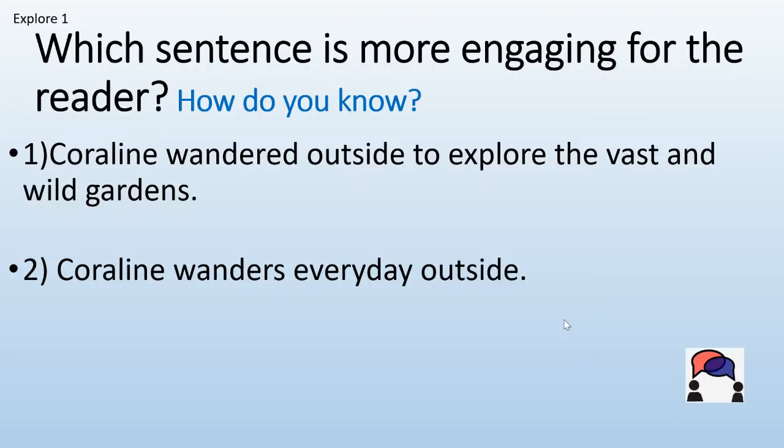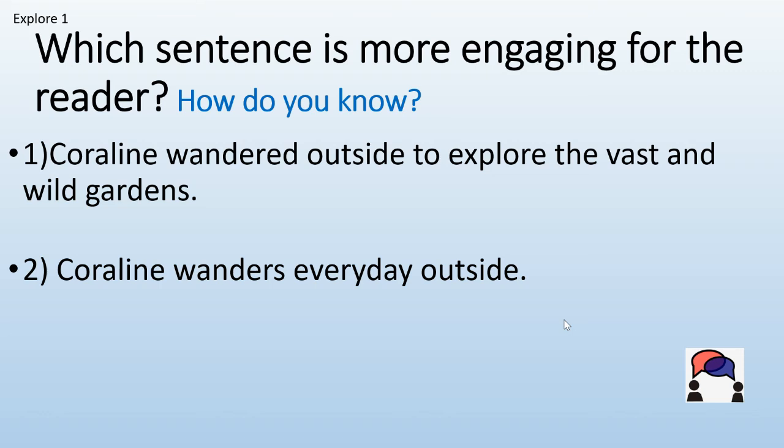Okay, which sentence is more engaging for the reader and how do you know? Coraline wandered outside to explore the vast and wild gardens, or Coraline wanders every day outside. Okay, so which one do we think? Very good, it will be number 1.